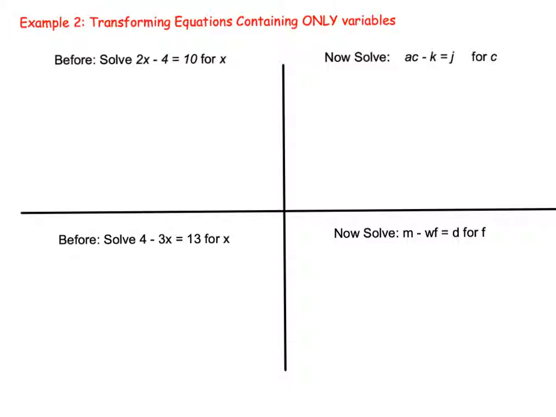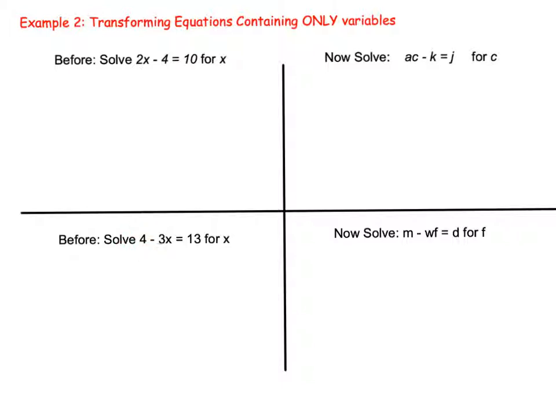Let's look at our next pair of examples. I have 4 minus 3x equals 13, and over here I have an equivalent equation written with all variables, no numbers whatsoever. Again, the rules stay the same. It doesn't matter if we're dealing with letters or numbers. We just need to use inverse operations to get our x isolated in this case and our f isolated in that case. So the first thing we'll do is undo this added and subtracted term.